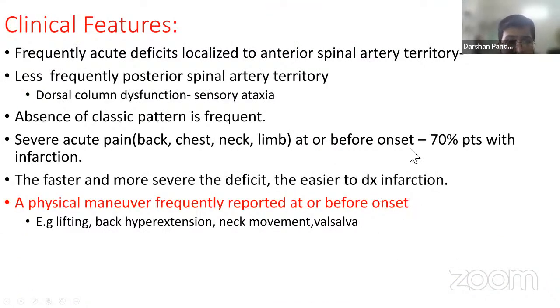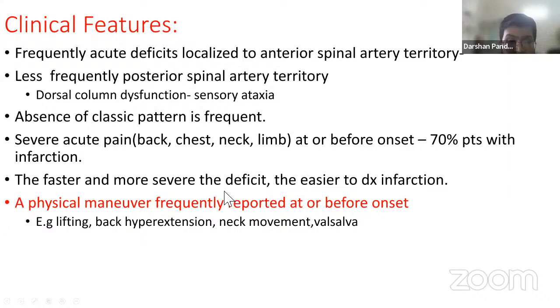Clinical features are either localized to the anterior spinal artery commonly, or less frequently the posterior spinal artery. Absence of a classical pattern like Brown-Séquard or central cord is also frequent. And severe pain, either back pain, chest pain, neck, or limb, is present at or before onset in 70% of patients. The faster and more severe the deficit, the easier to diagnose infarction.